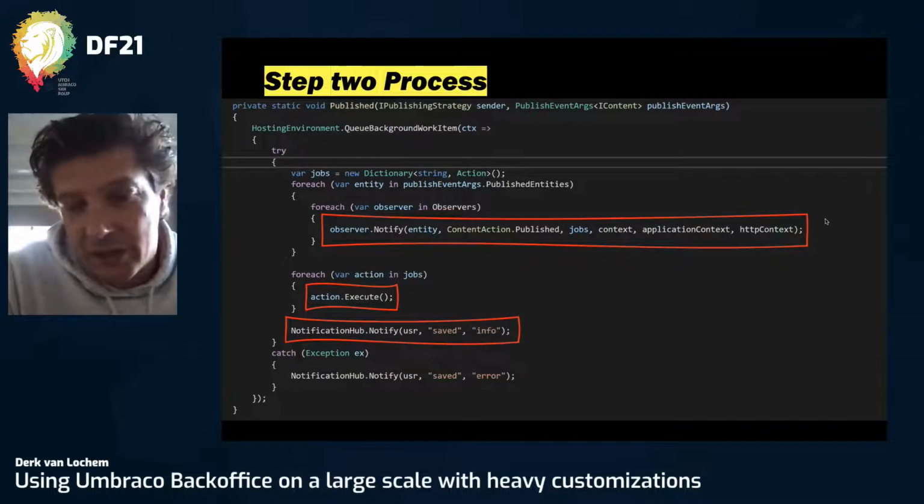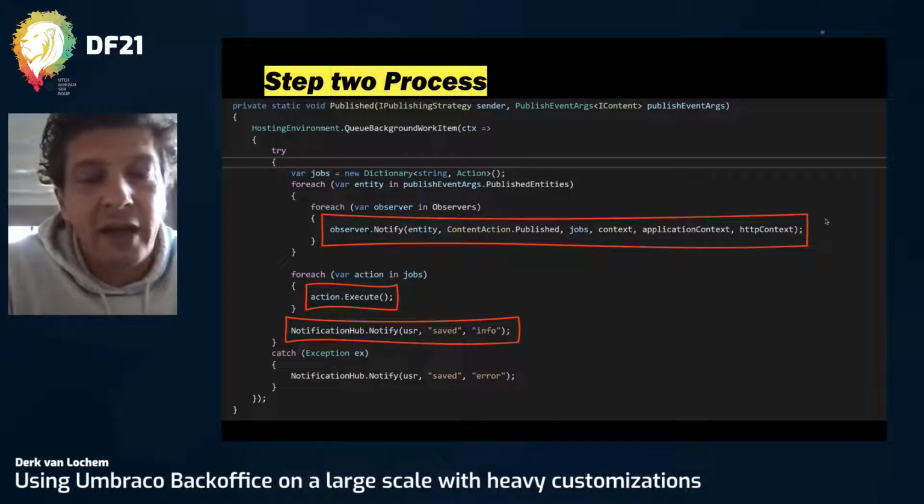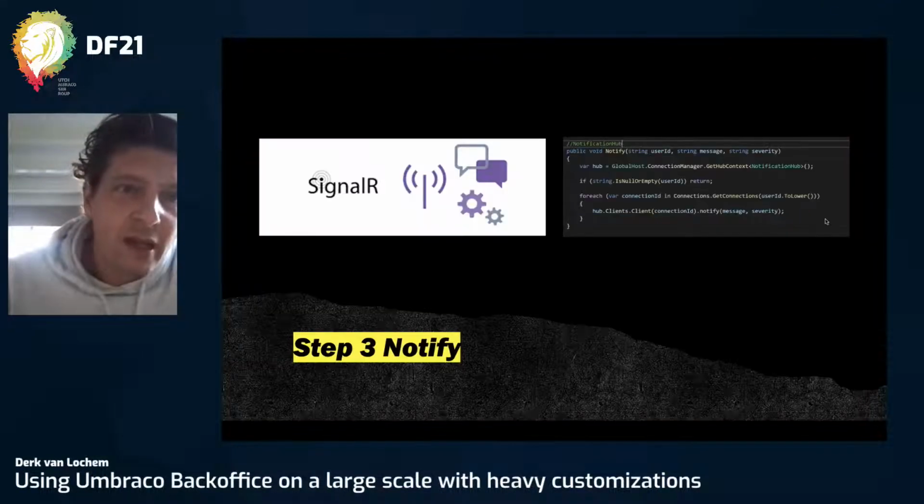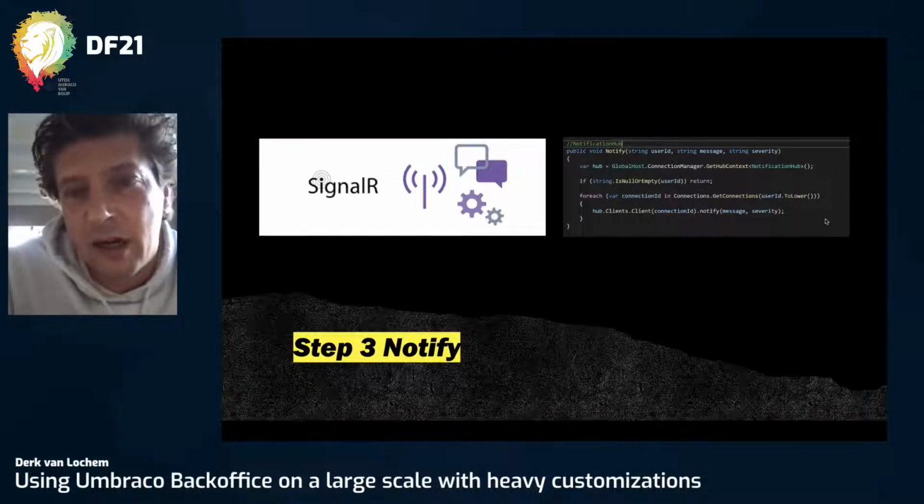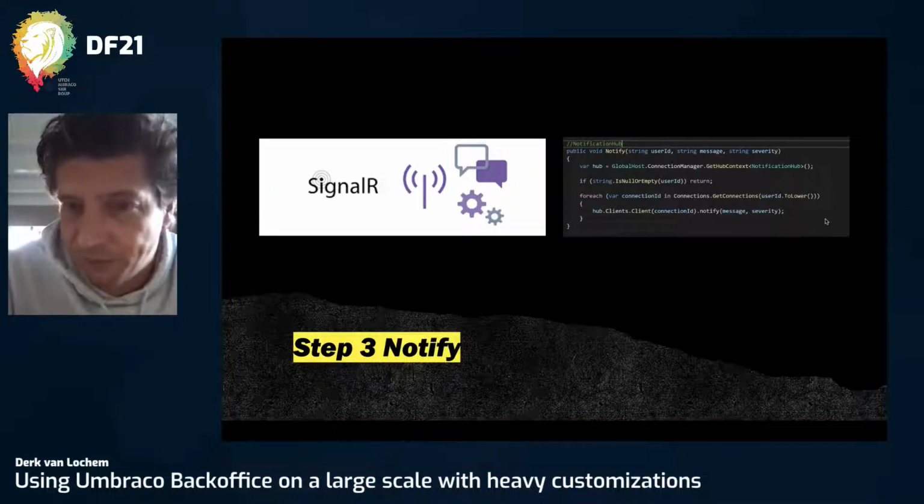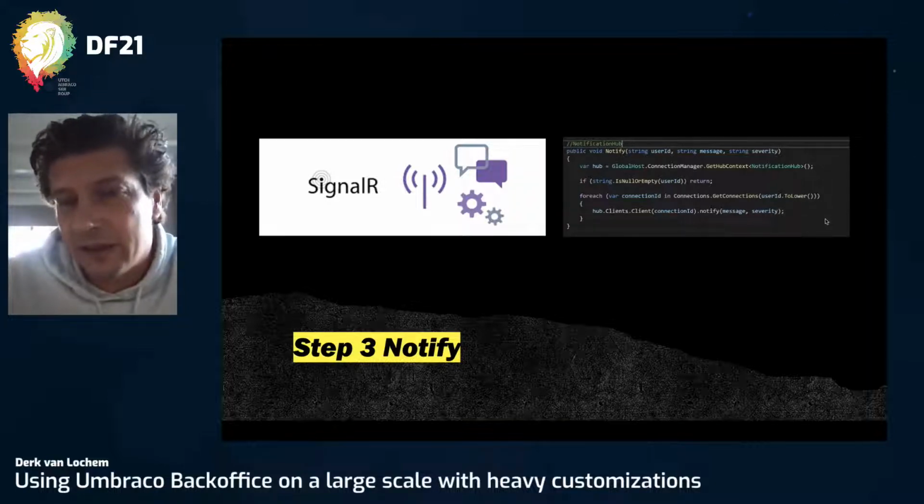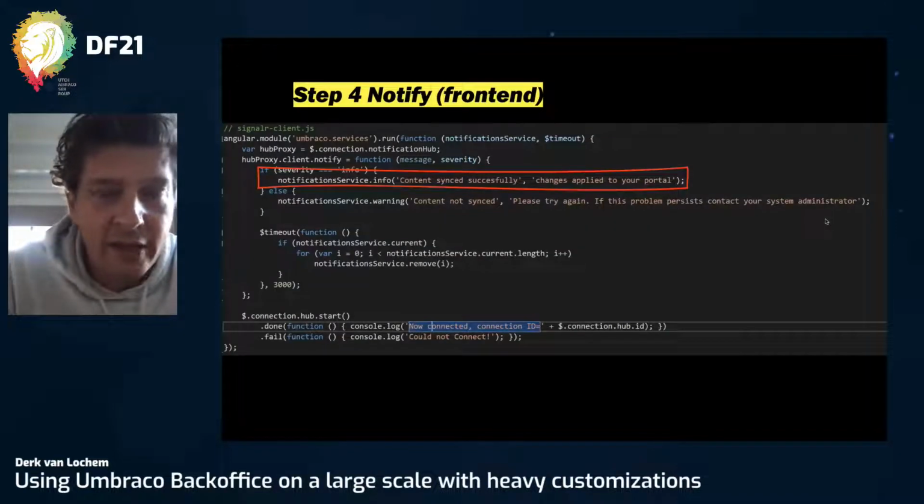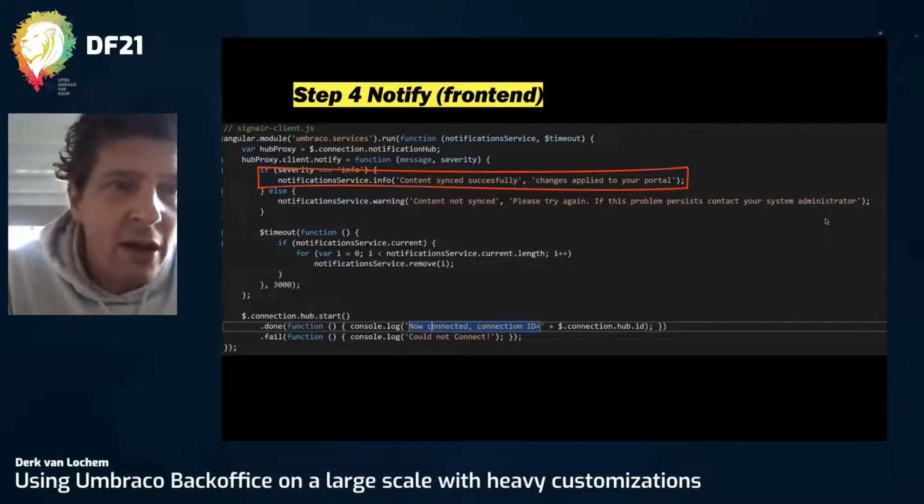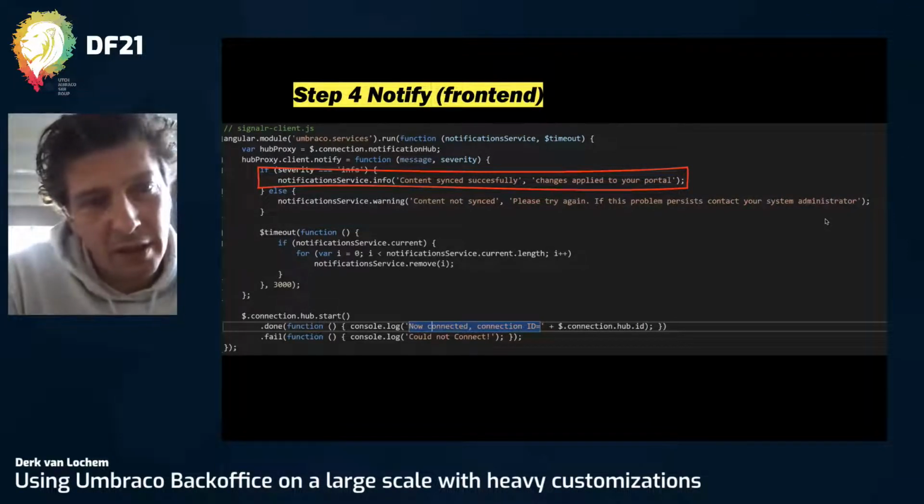When it fails, it doesn't have to happen too much, but then we say, okay, saving caused an error. Then we actually use SignalR as a notification hub to notify the front end that stuff has changed. So we hooked SignalR in there, and then we just say, okay, notify stuff has changed. And the last step is in the front end, where we actually say, okay, notify the front end that it is changed.